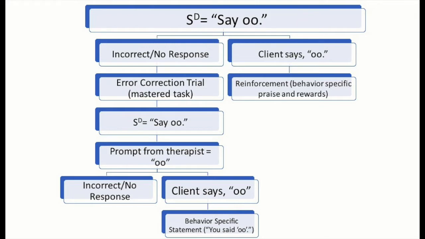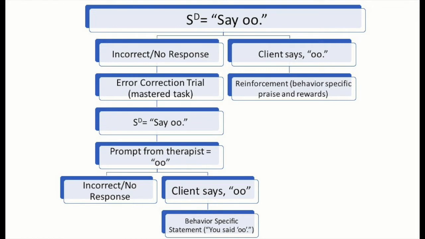we're going to go to an error correction trial where we're going to present a master target as part of a high-p, low-p sequence. Clap your hands. Nice job clapping your hands. And then re-present the original SD, which is say ooh, followed by a prompt, a model prompt in this case, ooh, and then they have, again, two responses. Either they respond ooh, and then you say, that's saying ooh, the behavior-specific statement, no reinforcement, really. I mean, it might function as reinforcement, but no reward being given, no tangible being given.